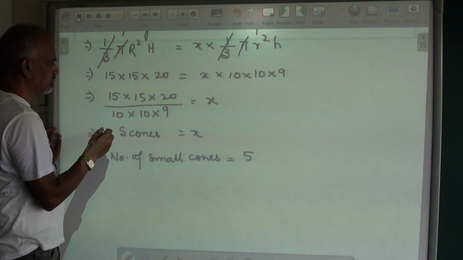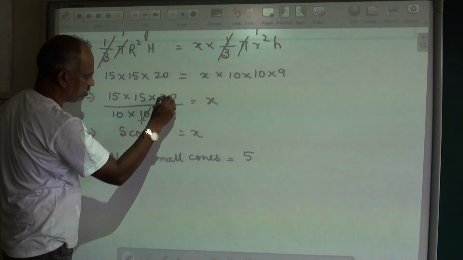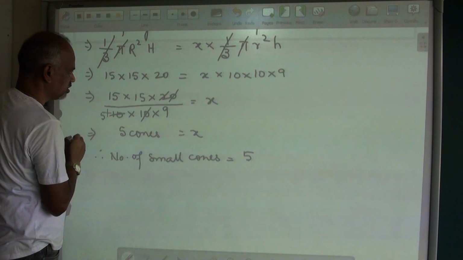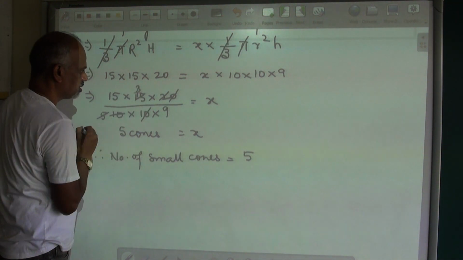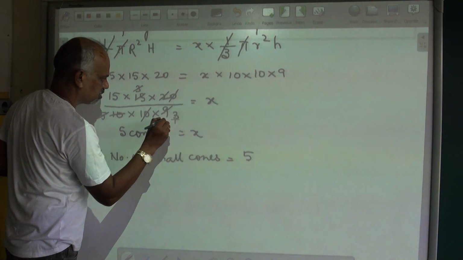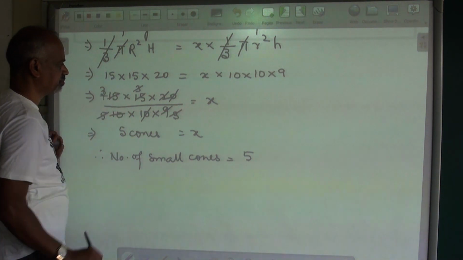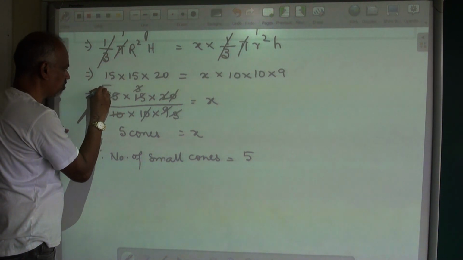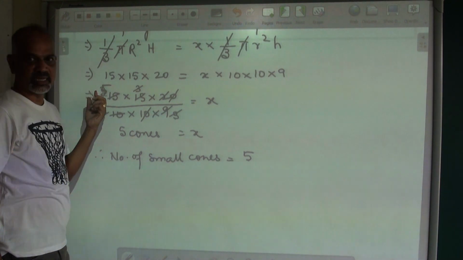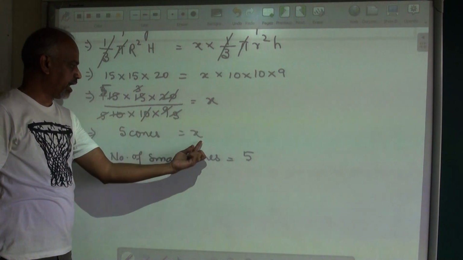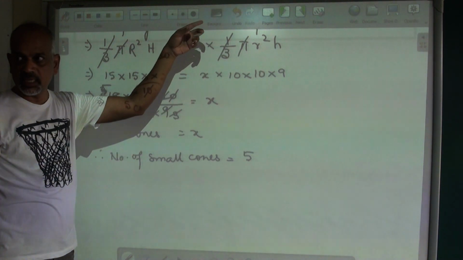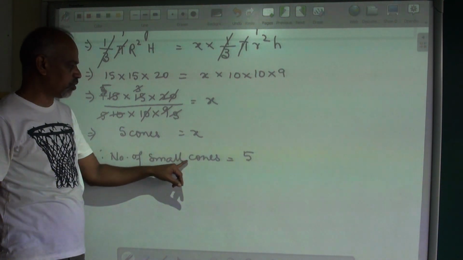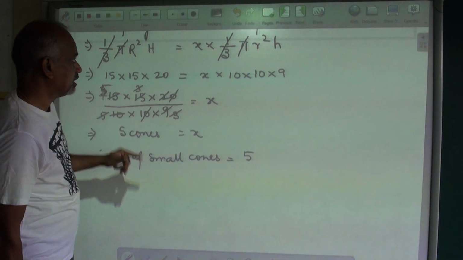To simplify this, see what all you can cancel. So this 0 and this 0 is gone. 2 and 10 goes 5 times. 5 and 15 goes thrice. 3 and 9 goes thrice. 3 and 15 goes thrice. So all that is left is 5. So x value is 5 cones. X is the number of cones that you assumed. So there are 5 cones. So the number of small cones that are made is 5. That's the first question.